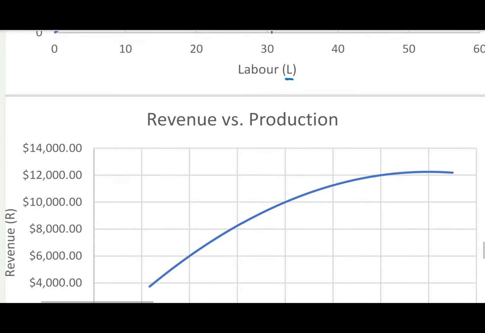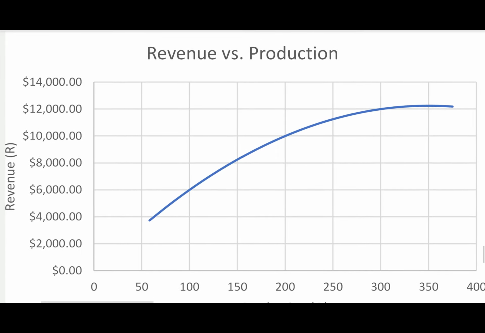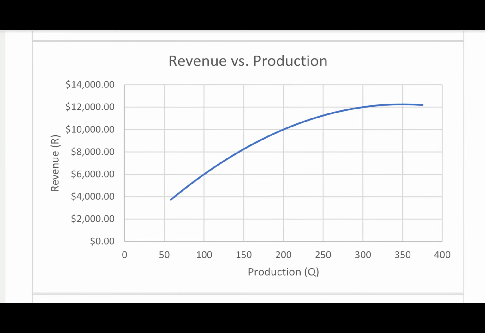Now the next graph I have here is revenue versus production. So now revenue, that's what we're really focused on, versus production. When we start, we have a Q value of 255 when L is equal to 30. L is equal to 30, therefore Q is equal to 255. So that is somewhere right around here approximately.